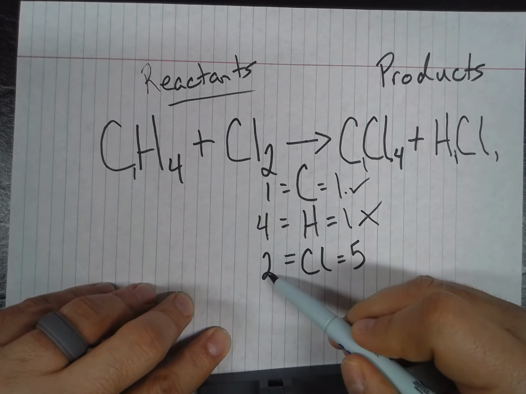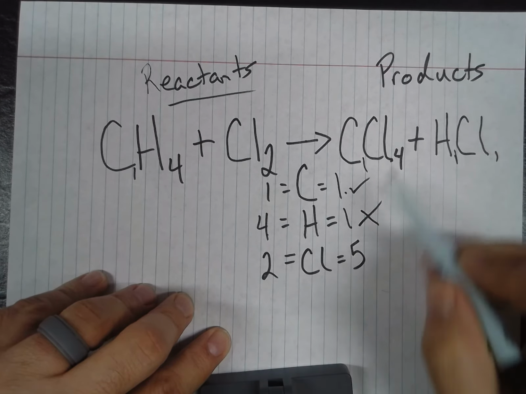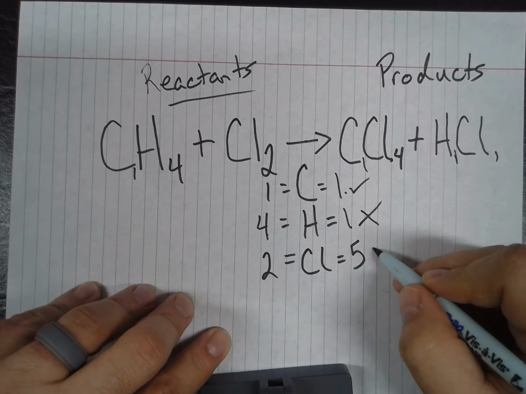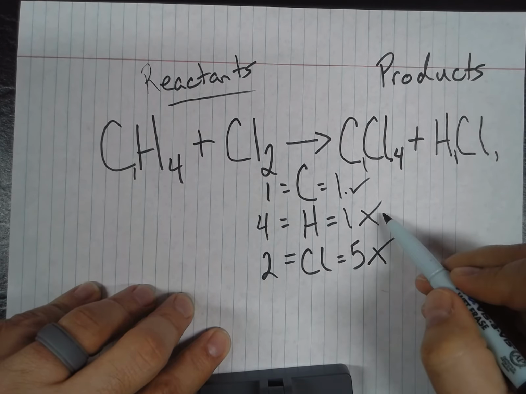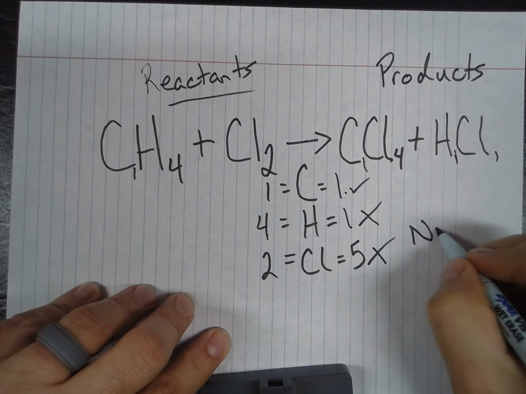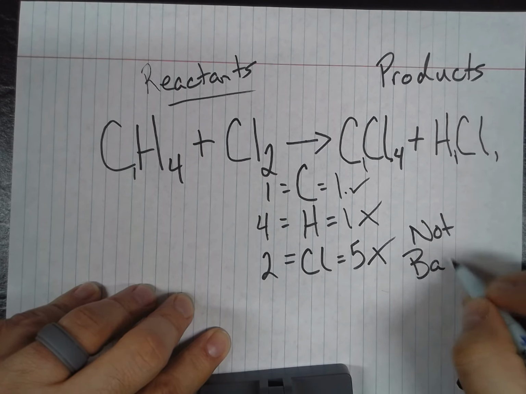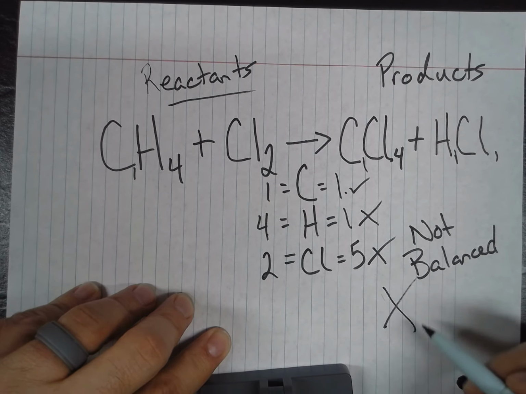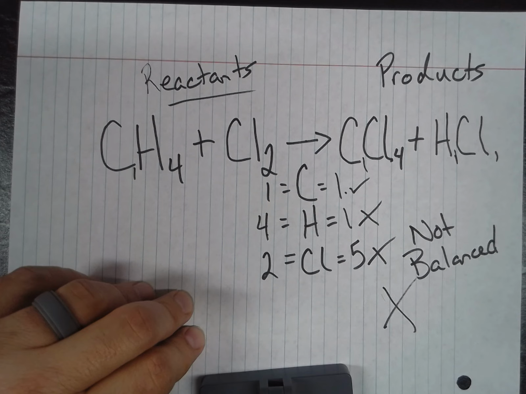And then if you look here, we have 2 atoms of chlorine, and in the product side we have 5, which means we created. According to the law of conservation of mass, you cannot destroy nor create. So this is not balanced, or we call it unbalanced, and it does not support the law of conservation of mass.